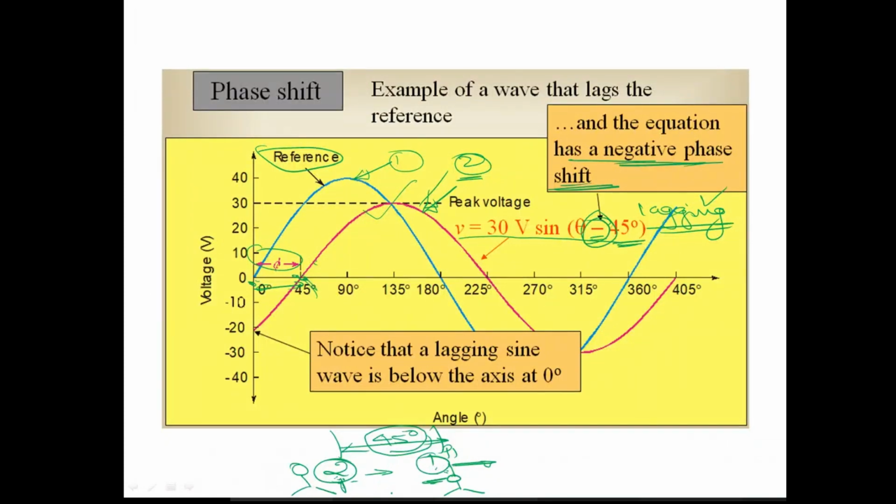Then suppose the person is leading. Suppose person one is here, right, and person two is here. So person one is here right now, that is blue, and person two is here, and both have a distance of 45 degrees. That is, we can say person two is leading. He is leading because he is before person one. Therefore, similarly, if the waveform is before that, then we can say it is leading.